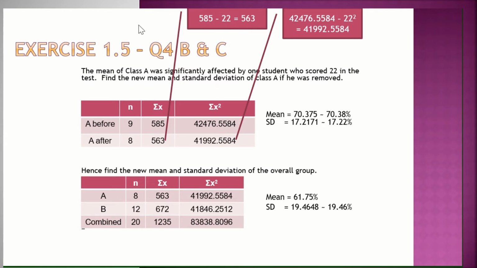What are the changes you are going to make? So I've already put it nicely here. You are going to remove what? The 22. So you minus 22. In the sigma x squared, you minus 22 squared. You change the new n, become 8. So you will now use these new values and find the new combined mean and combined standard deviation.